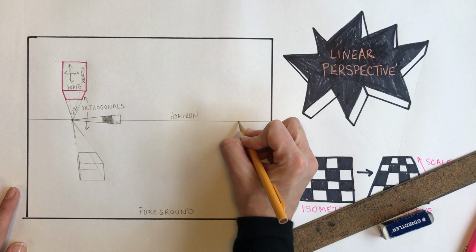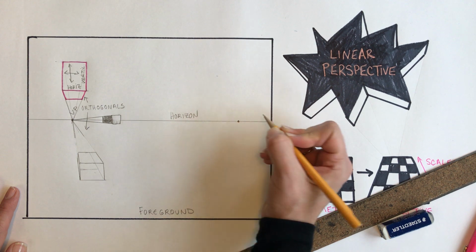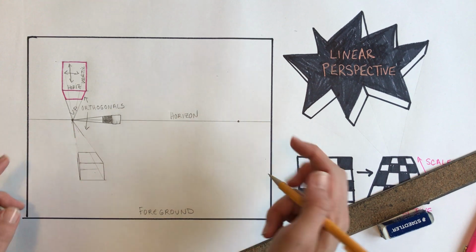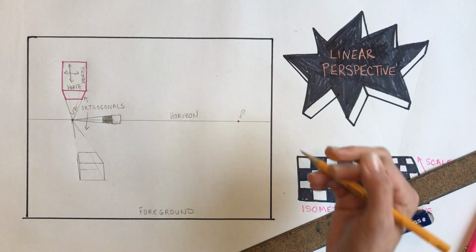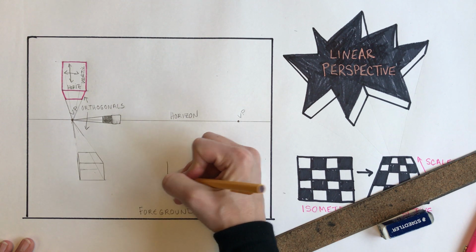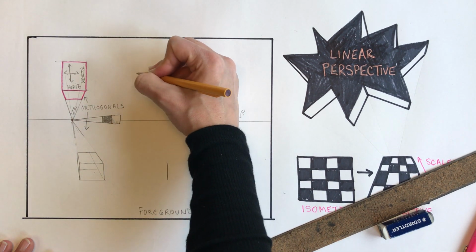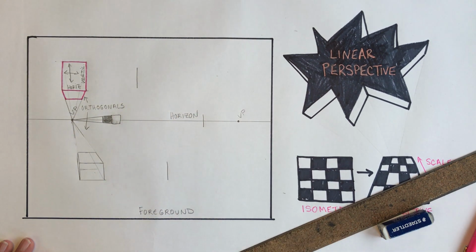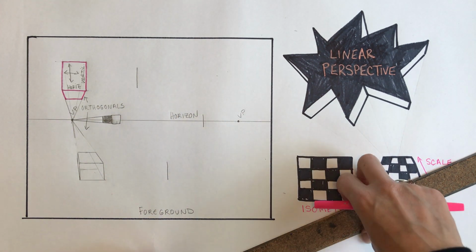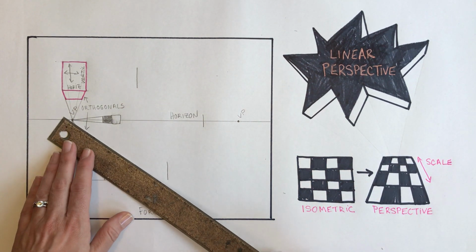With 2-point perspective, as the name suggests, you will have 2 vanishing points, 1, 2. So put a second vanishing point on your horizon, label it, and I'd like you to draw 3 vertical lines, 1 above, 1 below, and 1 right at your horizon line.